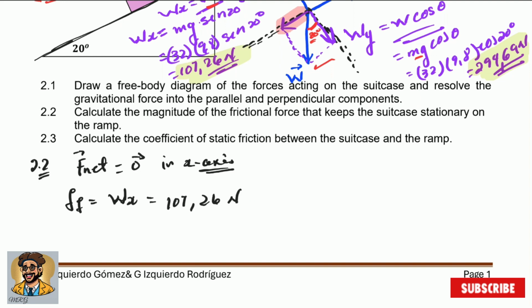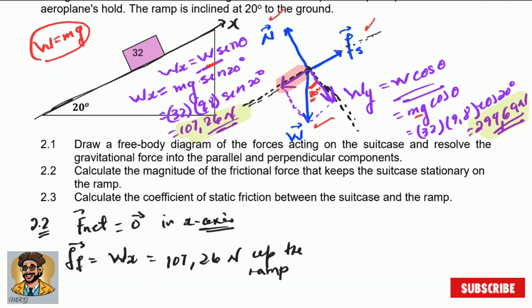107.26 Newton, but the direction is to the left, okay, or up the ramp. That will be the answer for the frictional force. Guys, this is the answer. I hope you understand. Remember, we spoke about frictional force. I leave the link for those videos there. Okay, frictional force, if it's static, is equal to the applied force. In this case, we don't have an applied force, but we have the component in x of the weight. That is what we have. That is the one responsible for this one.